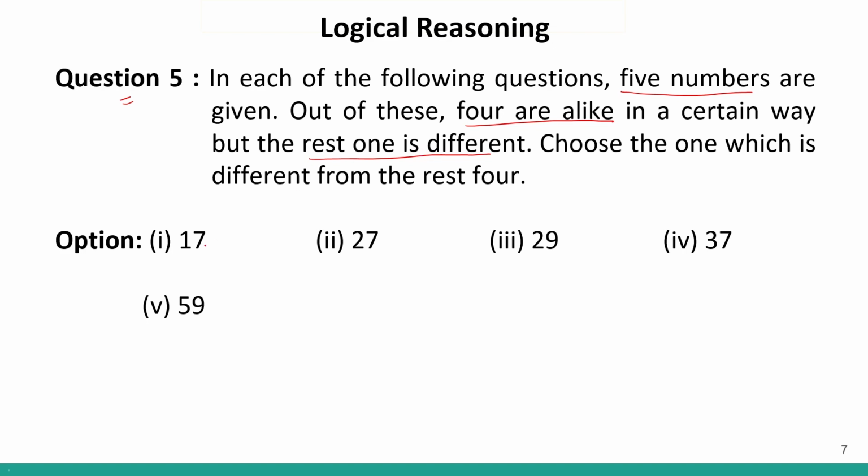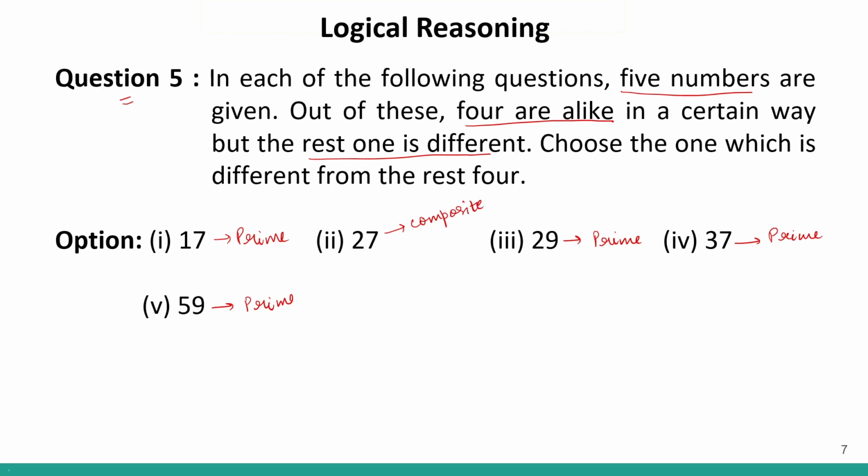Now, let us look at the options. We have 17, 27, 29, 37 and 59. So if you remember prime numbers, just by looking at the numbers, I can see 17 is a prime number. Similarly, 29 is also a prime number. 37 is also a prime number and 59 is also a prime number. Only 27 is a composite number.